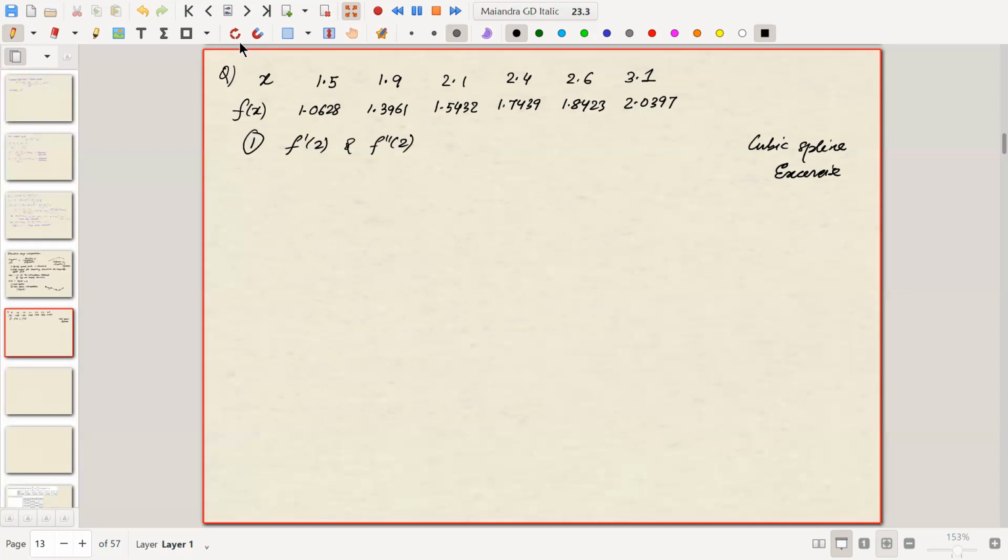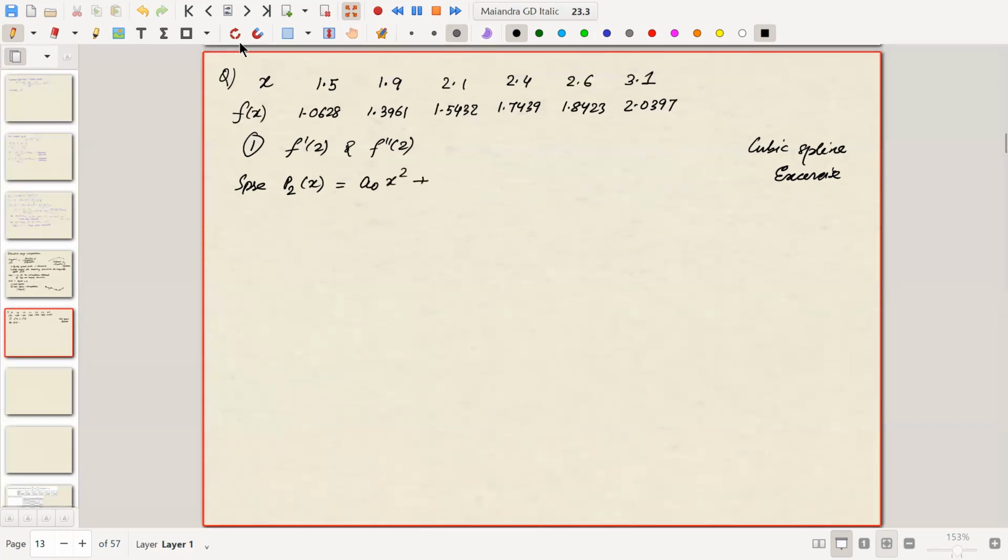So I will try to do using the least square. The interpolant I will use is a polynomial of degree 2. Suppose I'm denoting P2(x), denoting that it's a polynomial of degree 2, by a0 x square plus a1 x plus a2. Is it fine? That's a second degree polynomial.